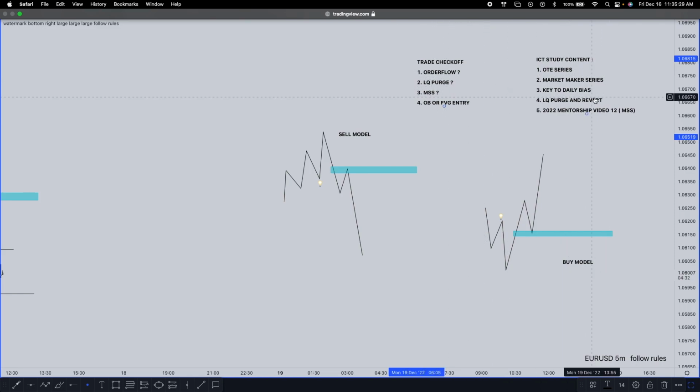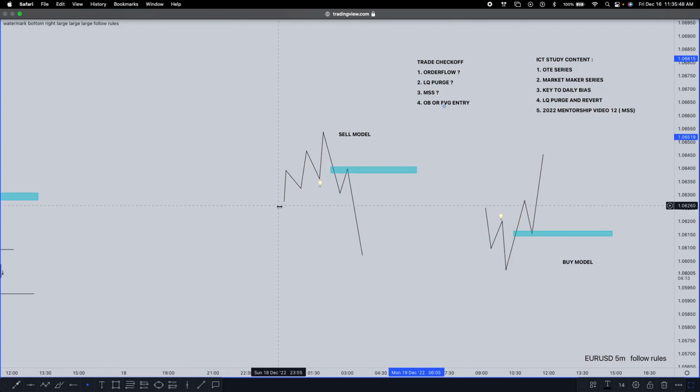So I mix the order flow in the key to daily buys video. That's going to be a match there. So that's how I get my bias from that daily time frame only. I'm not looking at the hourly, I'm not looking at the 15-minute, I'm looking at the daily time frame to get my bias. So order flow on a daily is going to be bearish. For this sell model here, the order flow is going to be bearish.